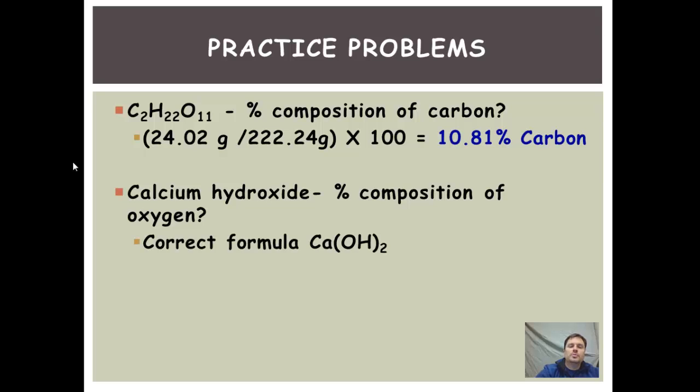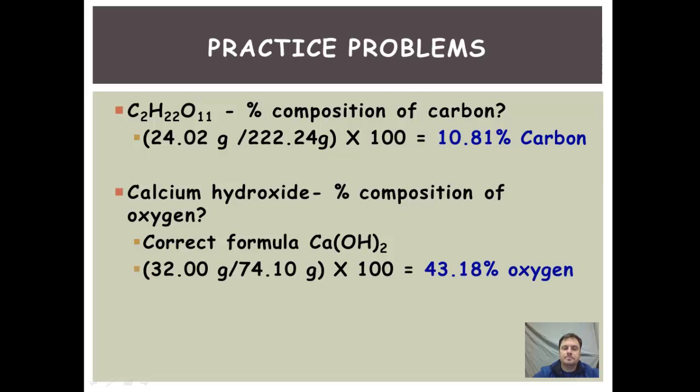Problem number 2, the correct formula, first of all, was Ca(OH)2. Don't forget the parentheses on this. Remember, hydroxide is often forgotten, so the 2 will be for oxygen and hydrogen. So we take 32.00, which is for oxygen, because there are 2 oxygens here, right? Divided by the total formula weight of 74.10 times 100, and you get 43.18%. Remember, 2 oxygens from here, so that's where we get the 32. Not just 16, but we have 2 oxygens, so we have to account for both.